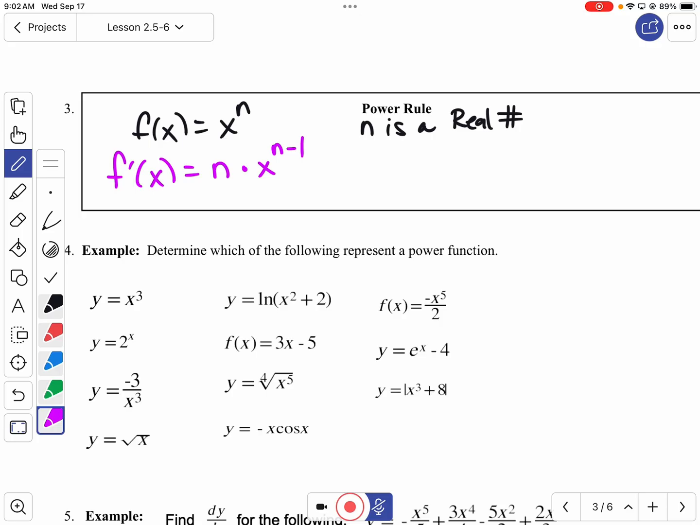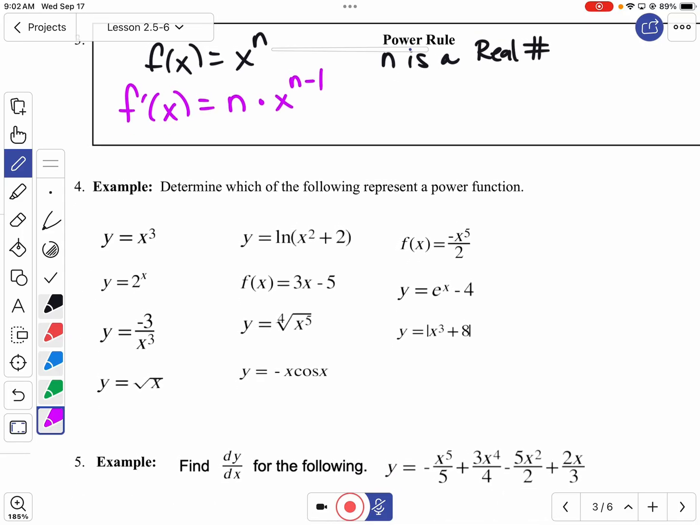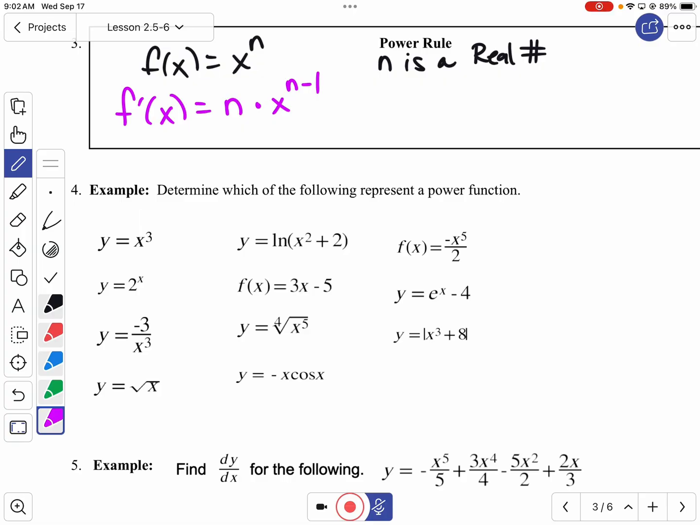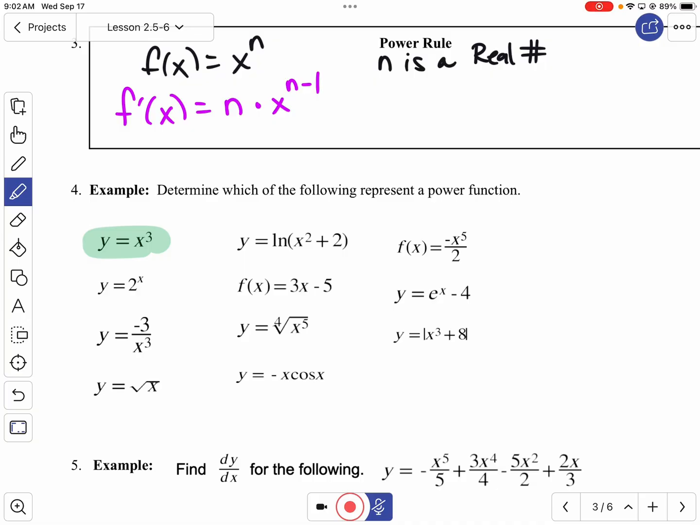Now, the next thing we have to know is, when can I use it? When do I really have a power function? Because when I don't have a power function, it has different rules. And we're going to find that out tomorrow. So could I use this formula on x to the third? Is that a power function? Yes, it is. That's a good one. What about 2 to the x? Is that a power function? No, it's an exponential function. What about negative 3 over x cubed?